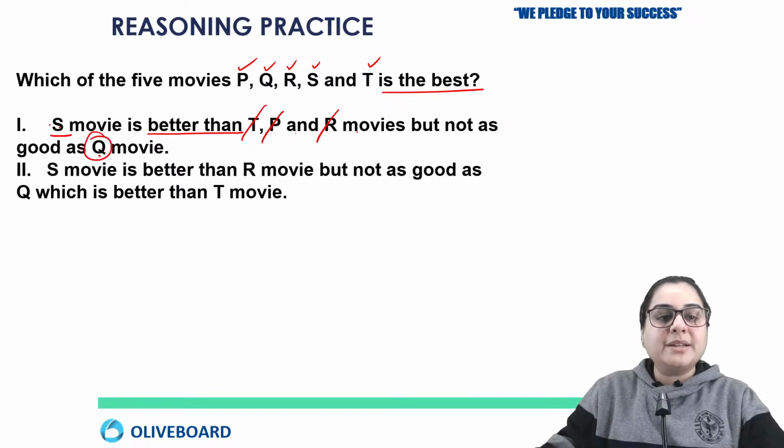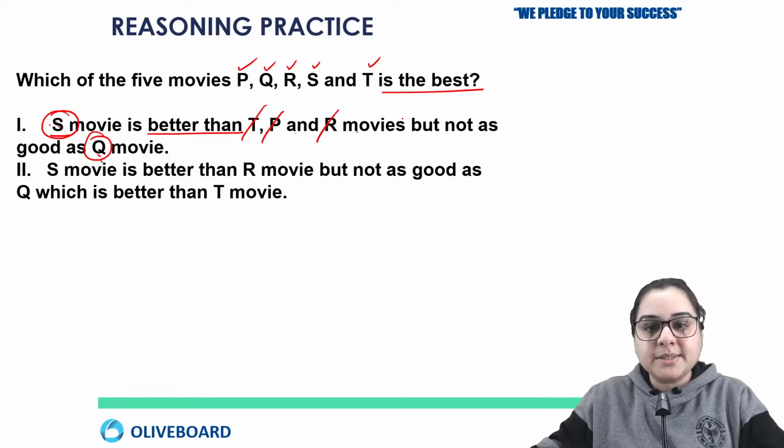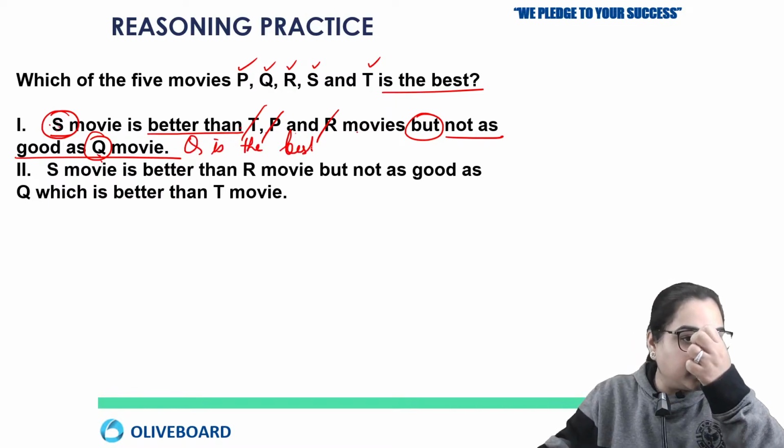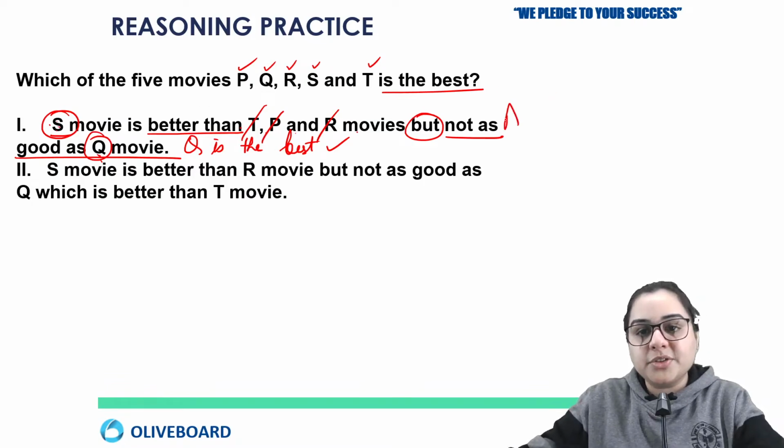So there is a comparison between S and Q: he's telling us that S is not as good as Q. So S was better than T, P and R but not better than Q. That means Q is the best. So from 1 alone we are getting our answer that Q is the best. So alone 1 is sufficient to answer.